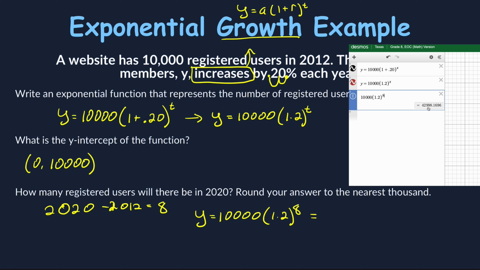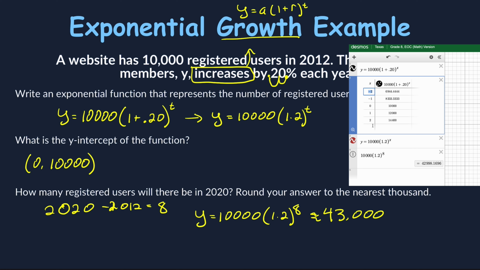So to round it to the nearest thousand, that would be 43,000-ish. And I guess I can do these squiggly lines to say we're about 43,000. There's a couple other ways that we could do this, though. We could even click on the table and think back to our function notation lesson. I want to know what this is when it's 8, and I see I get the same answer. And so that's just another way that you could think about doing this.